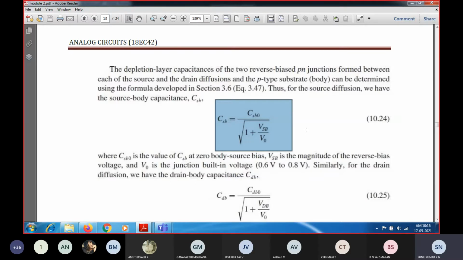So more voltage has to be applied. In that case, what is the thing? The current is going to reduce. The current is going to reduce if the body terminal is not connected to the source.